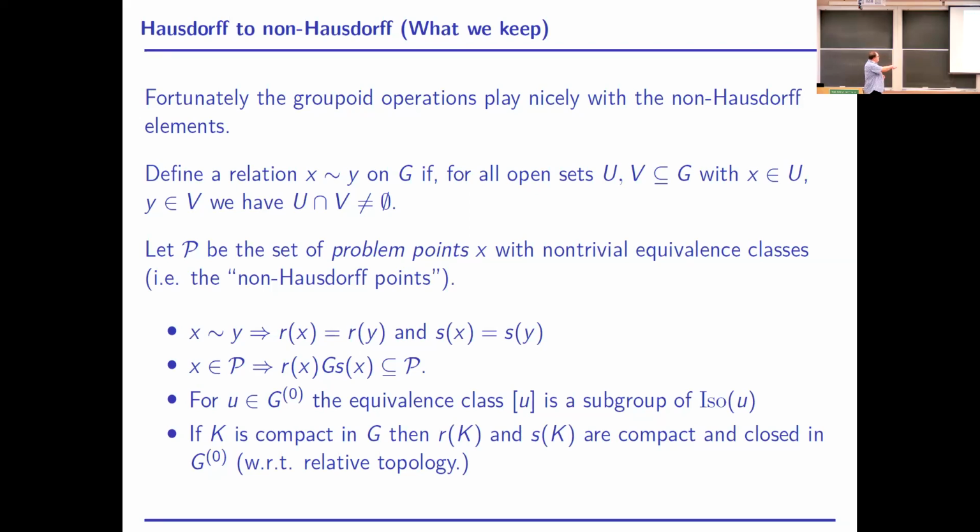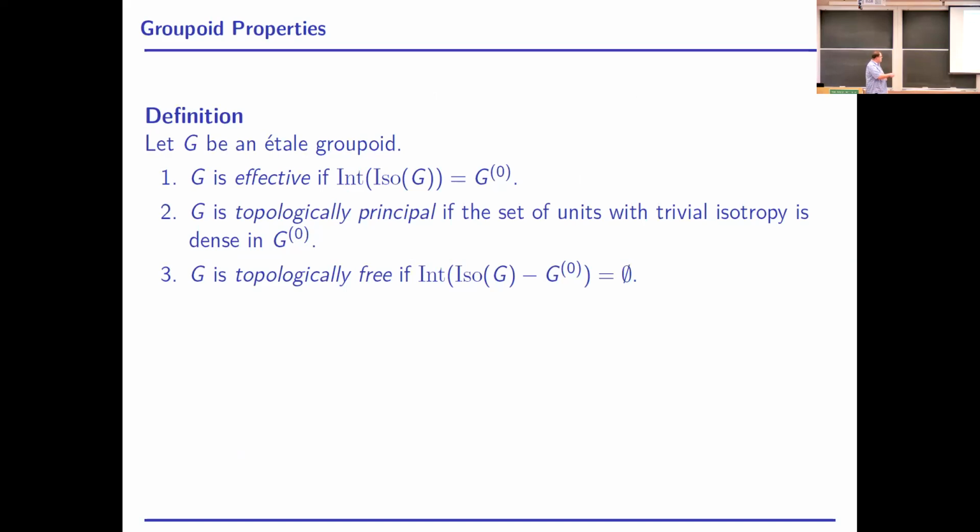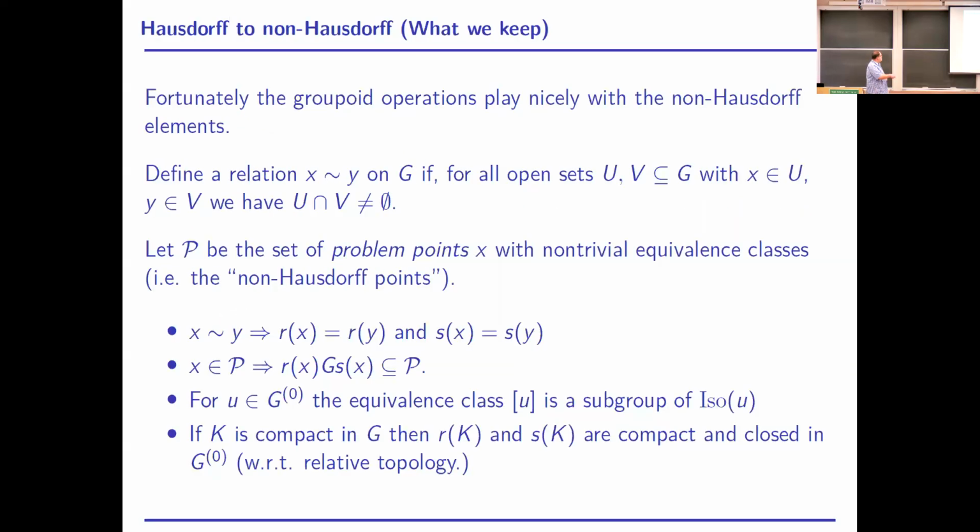So if we define a relation, which is an equivalence relation, between x and y, if any pair of neighborhoods u and v around x and y overlap, then the equivalence classes are the non-Hausdorff points. We call the set of problem points x with non-trivial equivalence classes P.